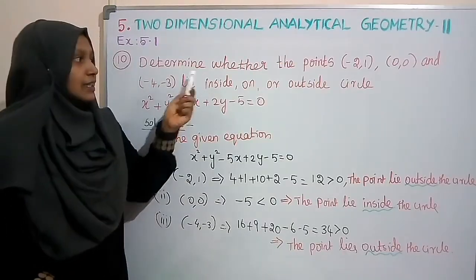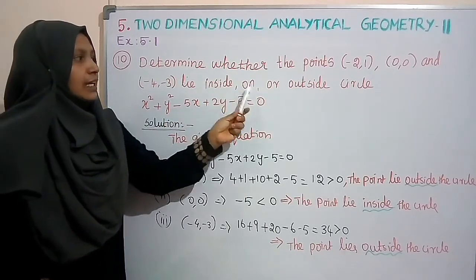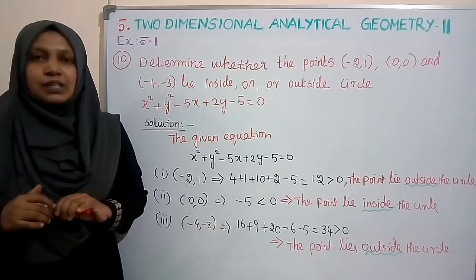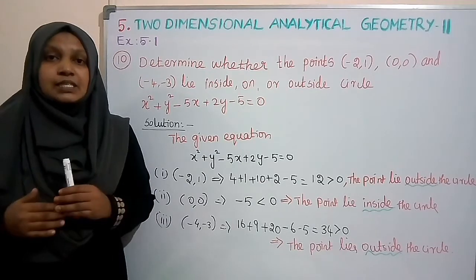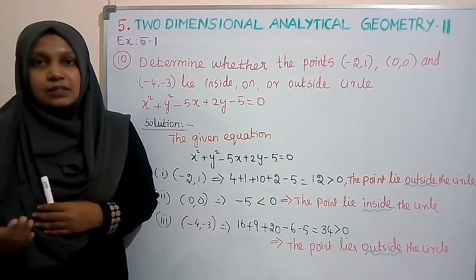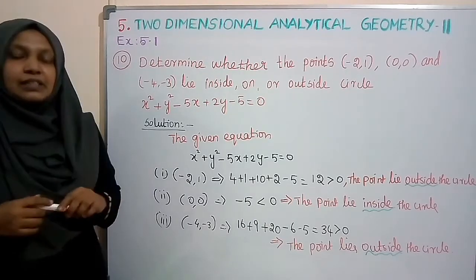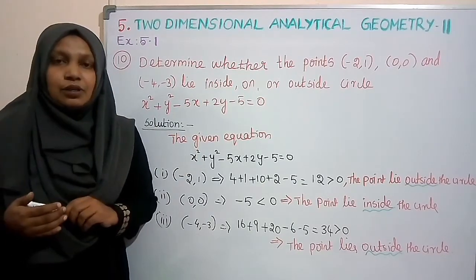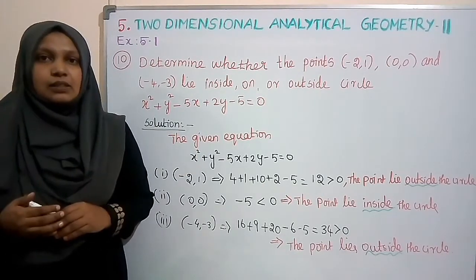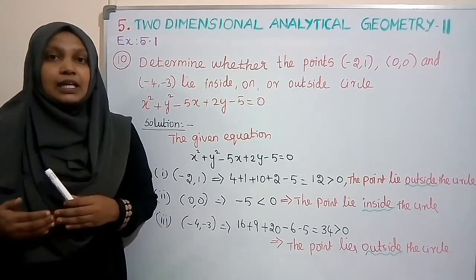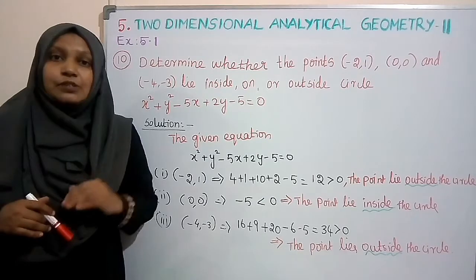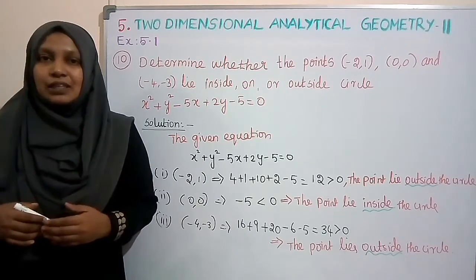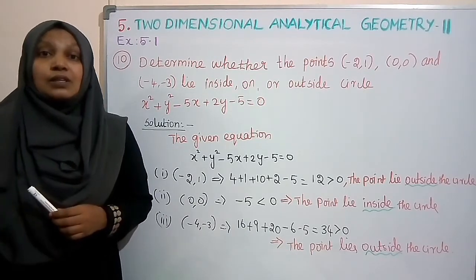Now question number 10. Determine whether the points lie inside, on or outside the circle. They are given 3 points and one equation of circle. We must verify whether those points lie inside the circle, outside the circle, or on the circle. To find this, just substitute the given point in this equation. If you get greater than 0, you should write that it lies outside the circle. Less than 0, that is negative, means you should write that it lies inside the circle. If you get equal to 0 when you substitute, you should write that the point lies on the circle.